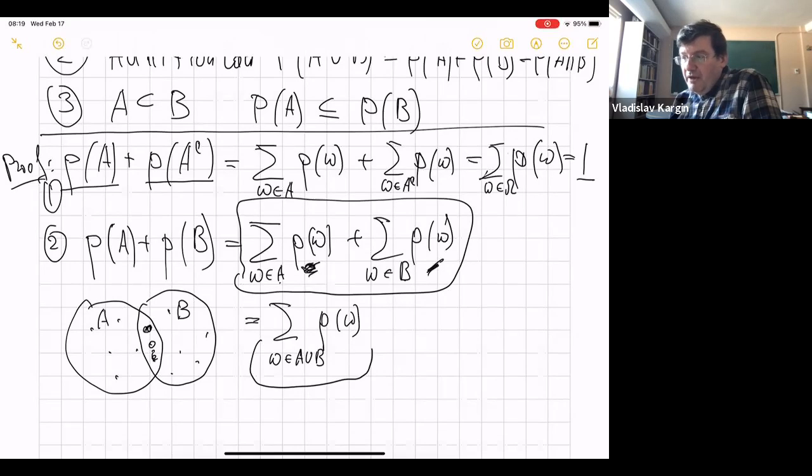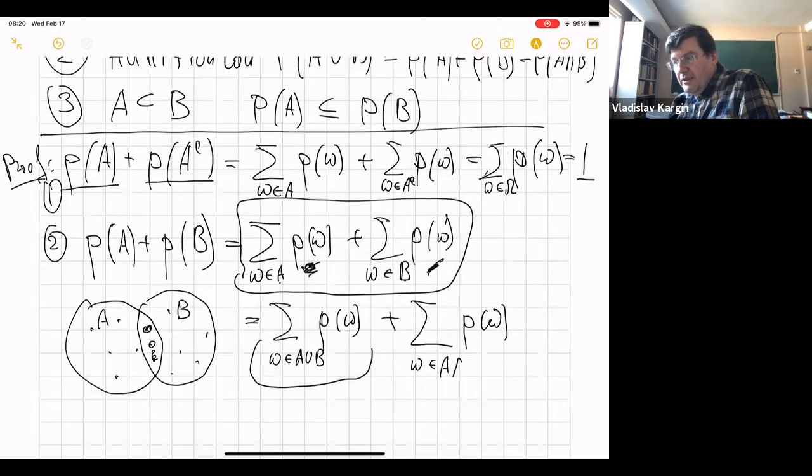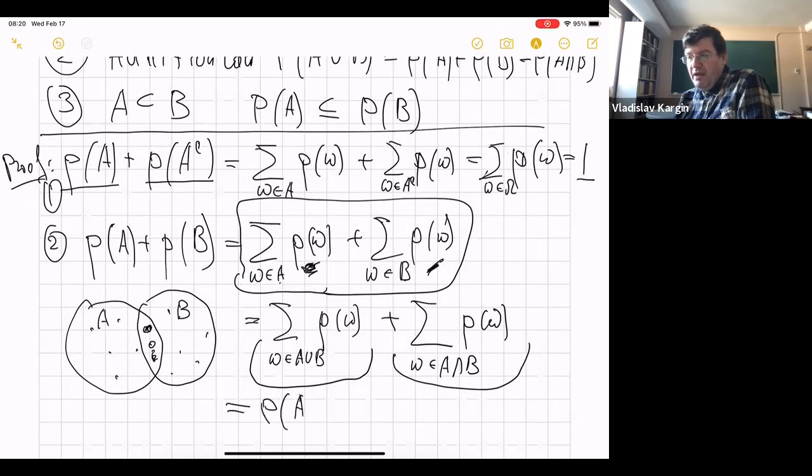And so here, these outcomes will be counted more times, so you'll need to add them. Here's the probability of omega, where omega belongs to A intersect B. I'll need to do this additional sum because in the original sum of the two sums I covered them twice. Now I'm writing that this is equal to the probability of A union B plus the probability of A intersect B.